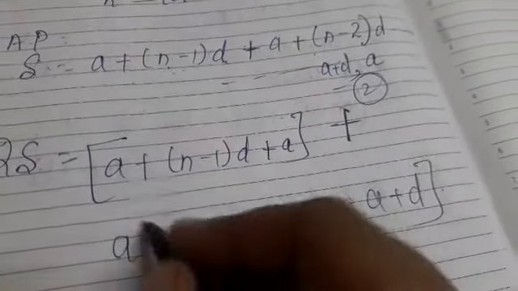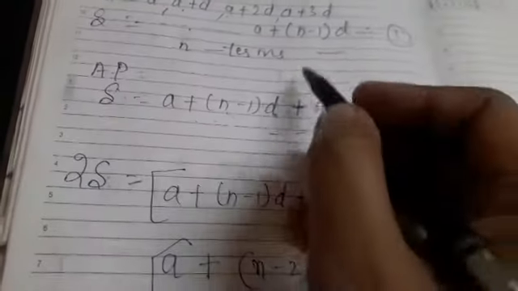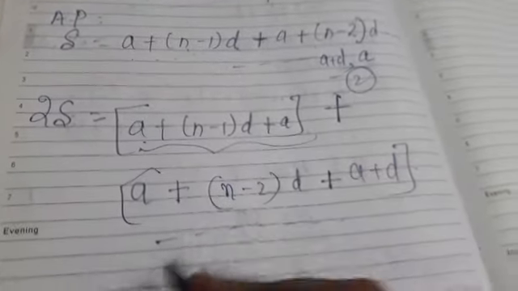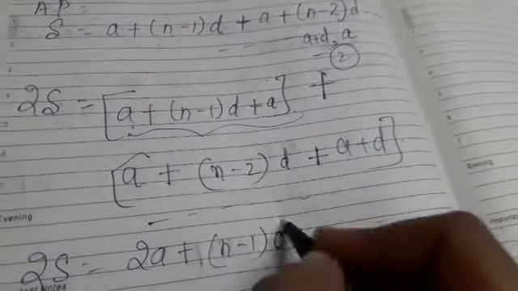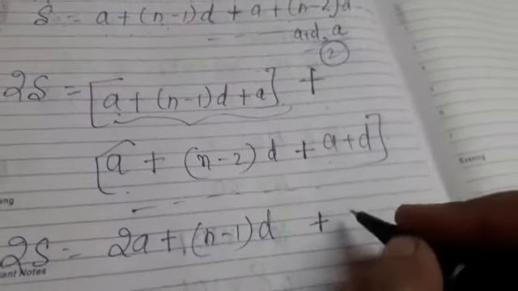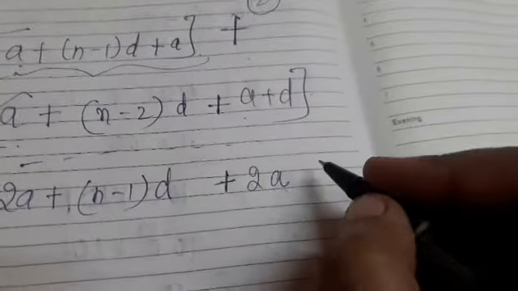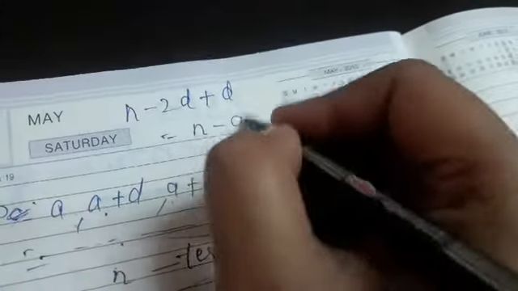Okay, now this will go on, and obviously this will be how many times? This will be n times, because we have taken n number of terms. Now let us see what the answer is for this. A plus A will be 2A, plus n minus 1 d. Then A plus A, 2A, plus n minus 2d. Now if I solve n minus 2d plus d, it will give you n minus d.